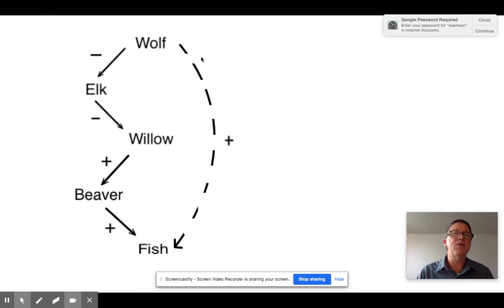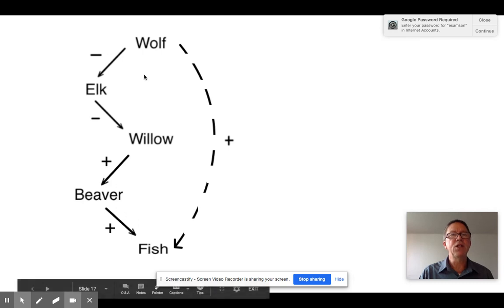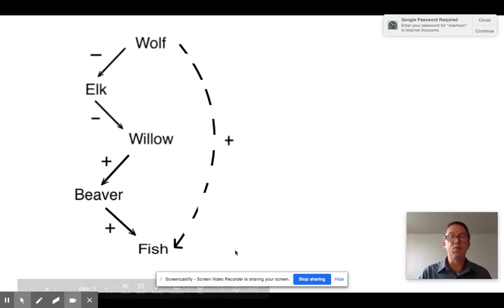And then what we could do is say, if I take the wolf out, less wolves means more elk, because it's a negative. More elk will mean less willows, because it's a negative effect. Less willows will mean less beavers, because it's a positive effect. Less beavers will make less fish. So by removing the wolves from an ecosystem, we ended up inadvertently removing the fish. So that's trophic cascades for you.